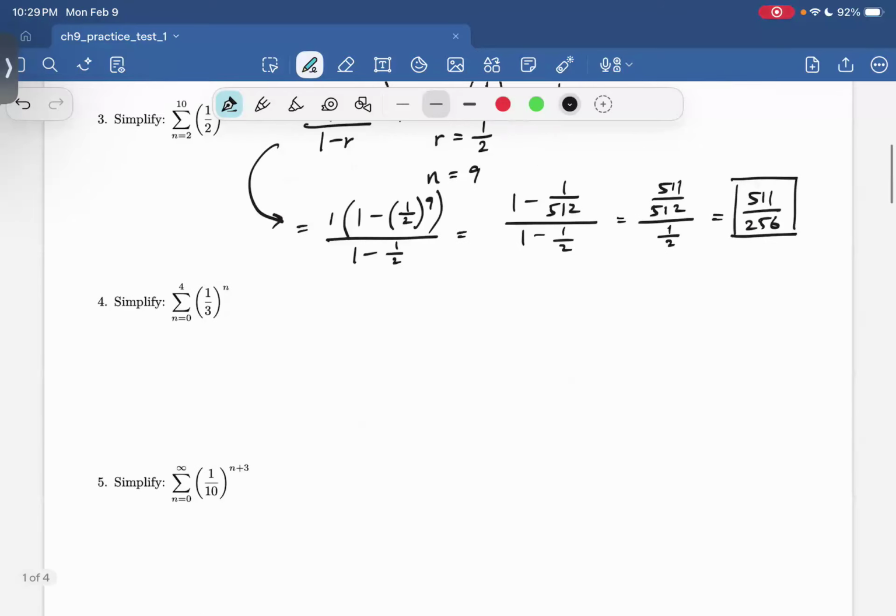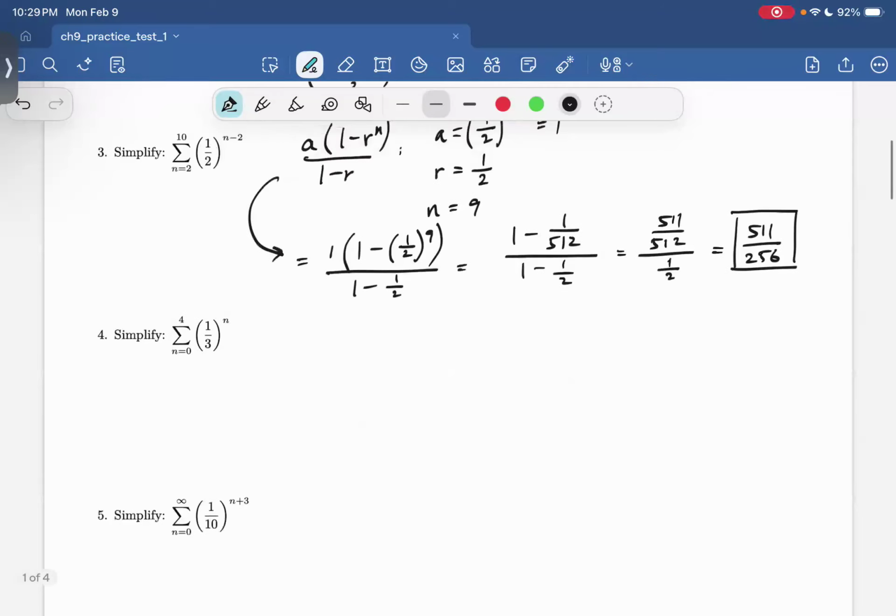Next question is very similar. In this case, the first term is also going to be 1. We just plug in n equals 0. The ratio is 1/3. And n, which is the number of terms, is going to be 5, 4 minus 0 plus 1.